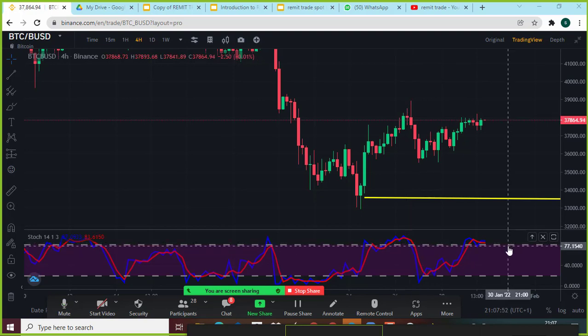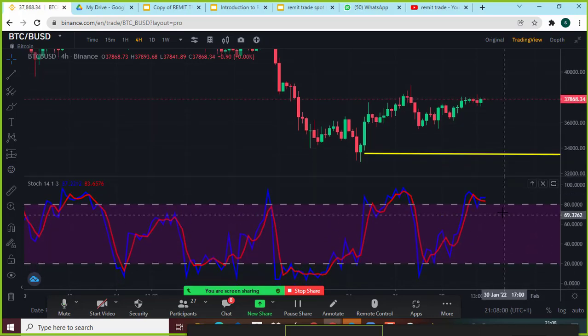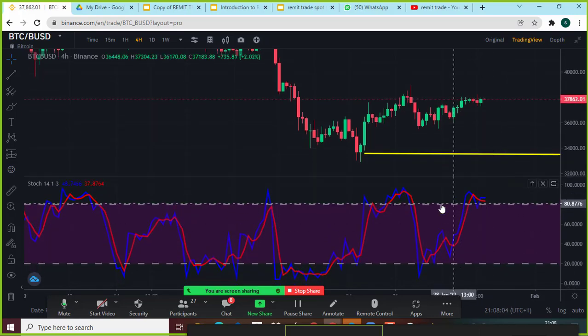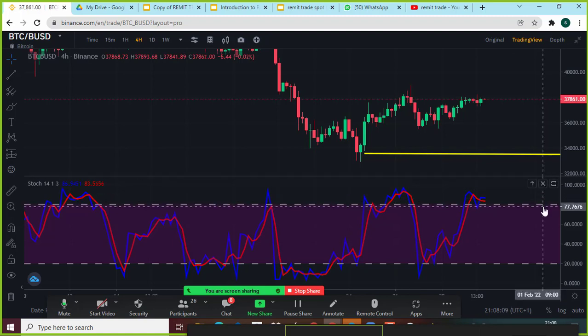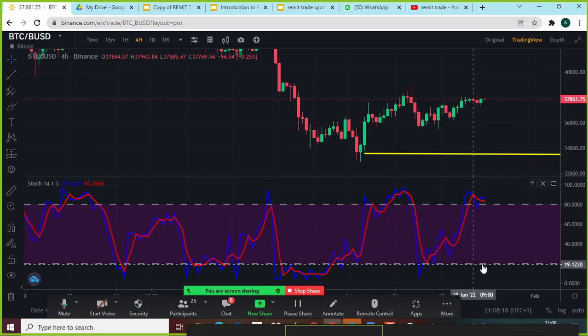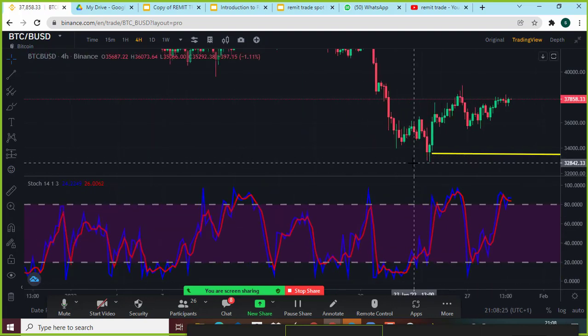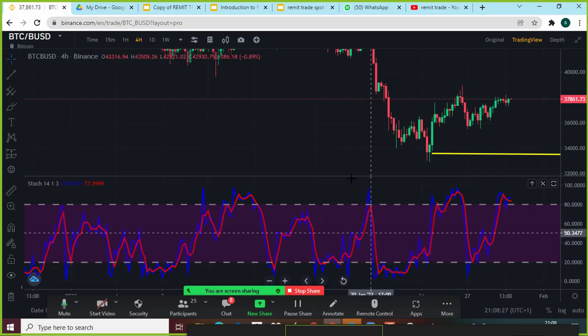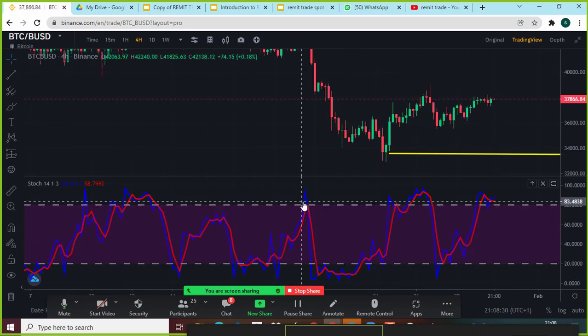From this point up is overbought condition. Let me increase a little bit. From this point, 80%, this line, this dotted line, which is 80 here, up is overbought condition or overbought territory. Then from this area down, that's 20, this dotted white line, down is oversold condition or oversold territory.